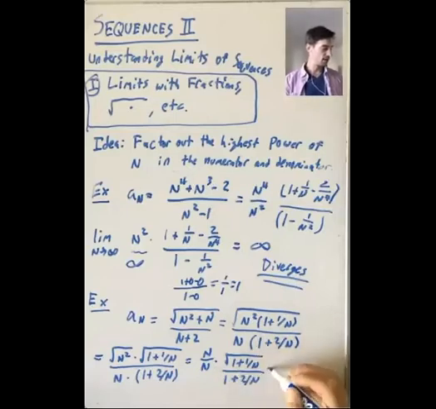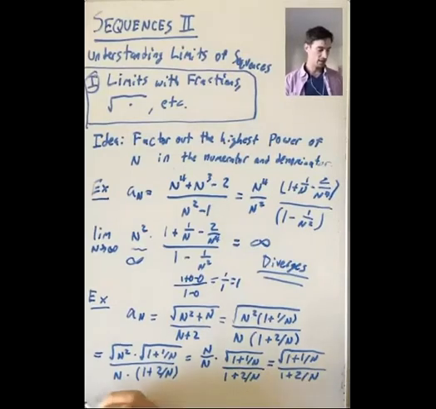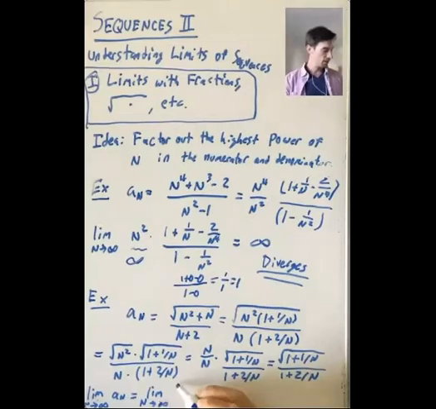Now these n's cancel. We just get square root of 1 plus 1 over n divided by 1 plus 2 over n. So now, when we take the limit as n goes to infinity of a_n, that's the limit as n goes to infinity of square root of 1 plus 1 over n divided by 1 plus 2 over n.